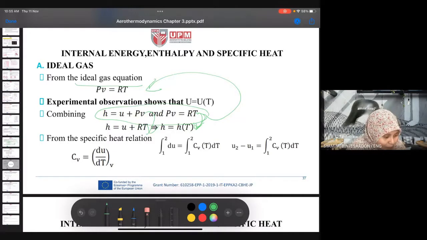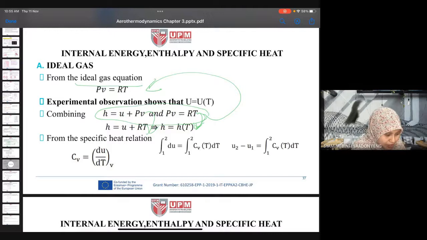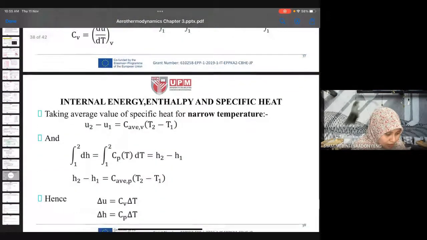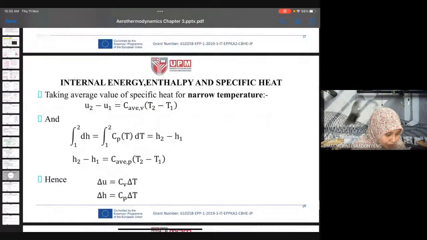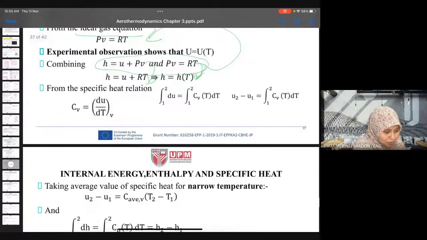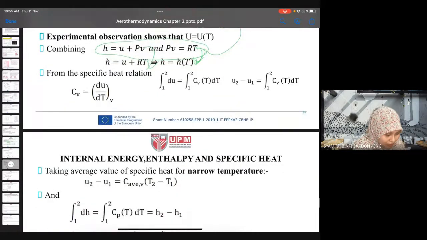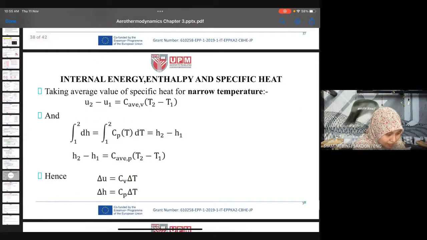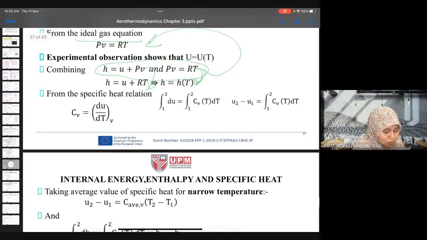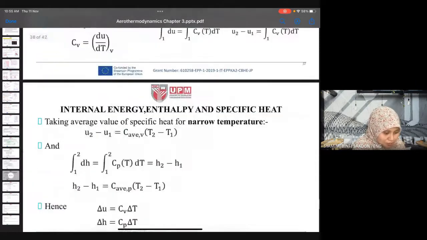From the specific heat relation, once we have H equals U plus RT, and we know that dU is Cv dT, the specific heat from just now, we can use this H equals U plus RT, or H equals U plus PV. It's the same.